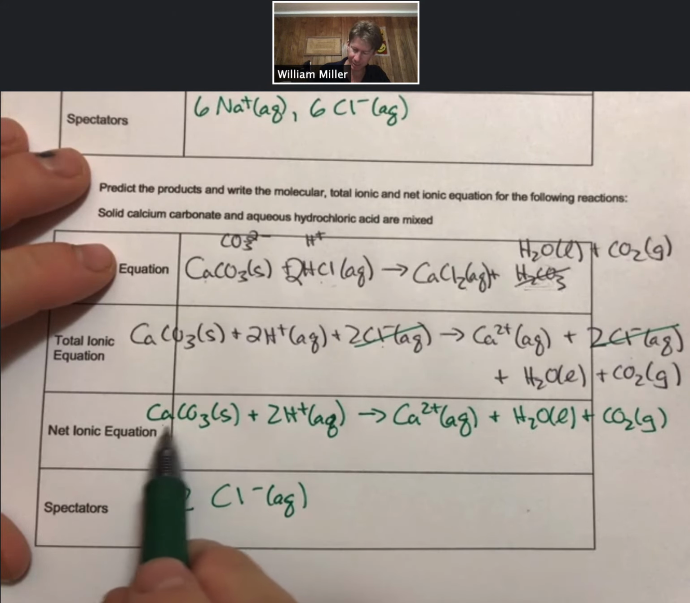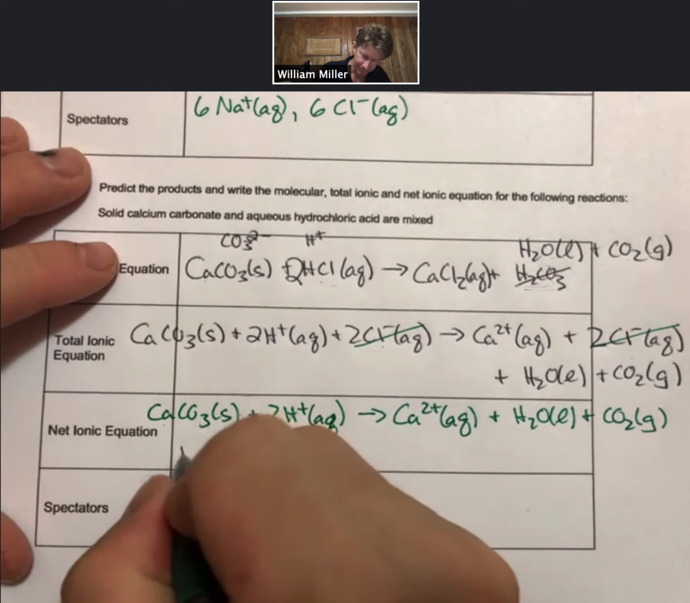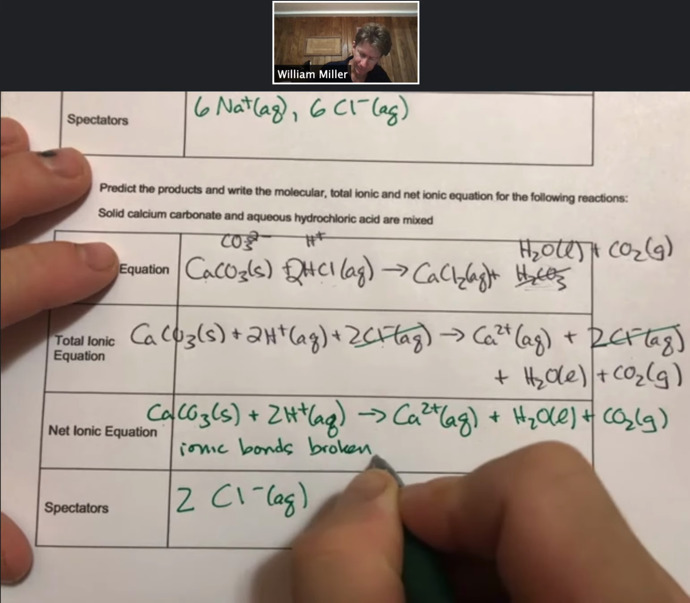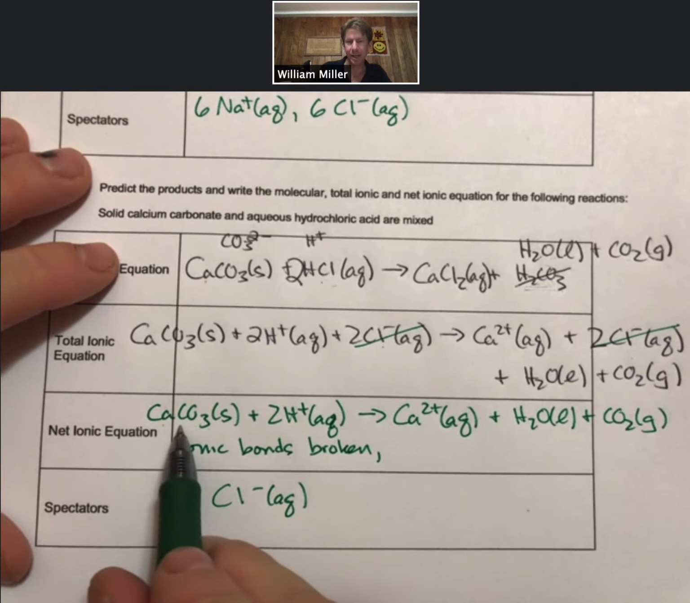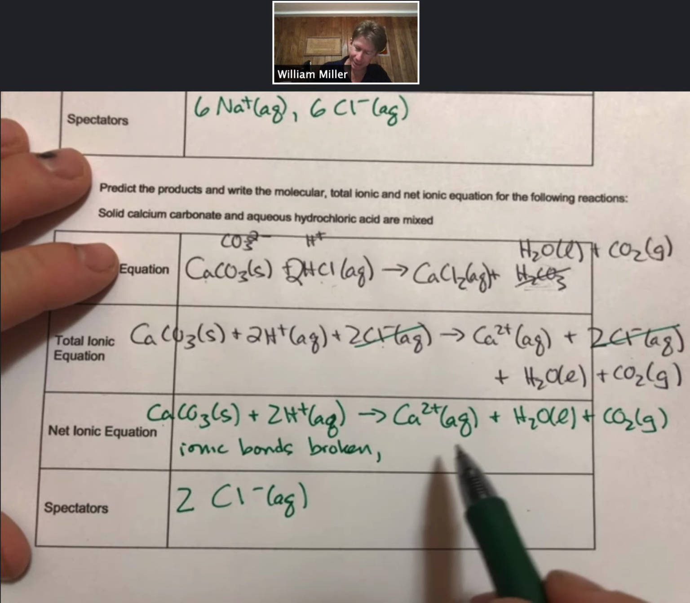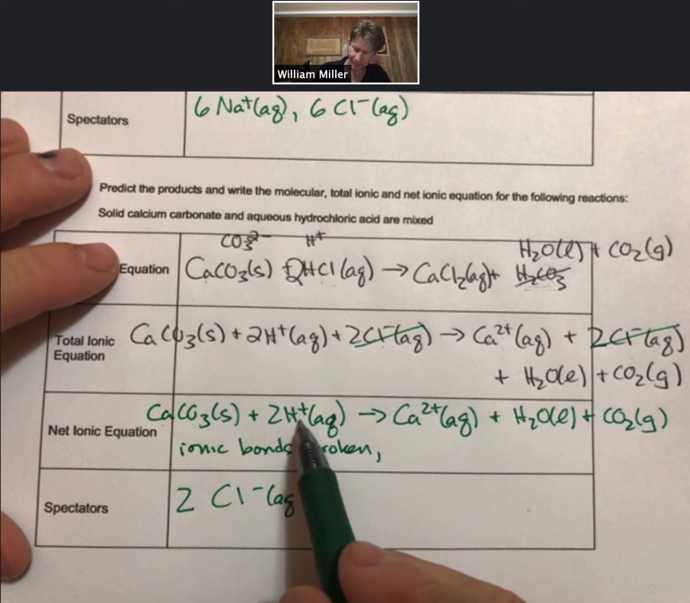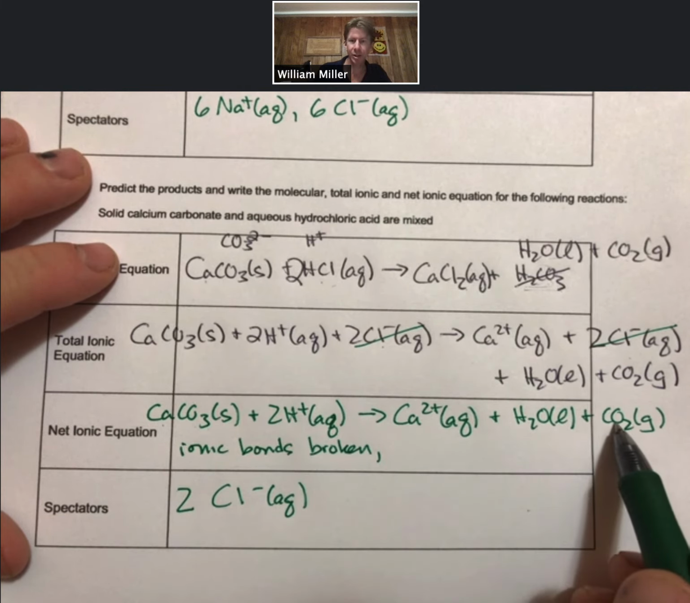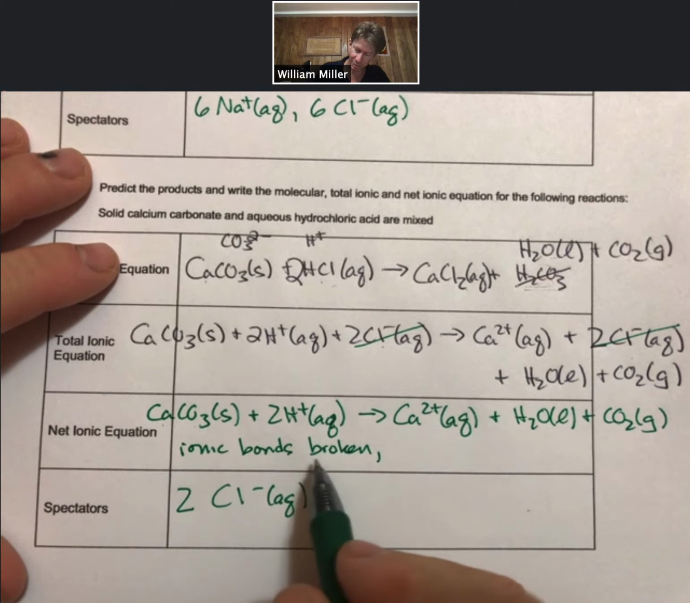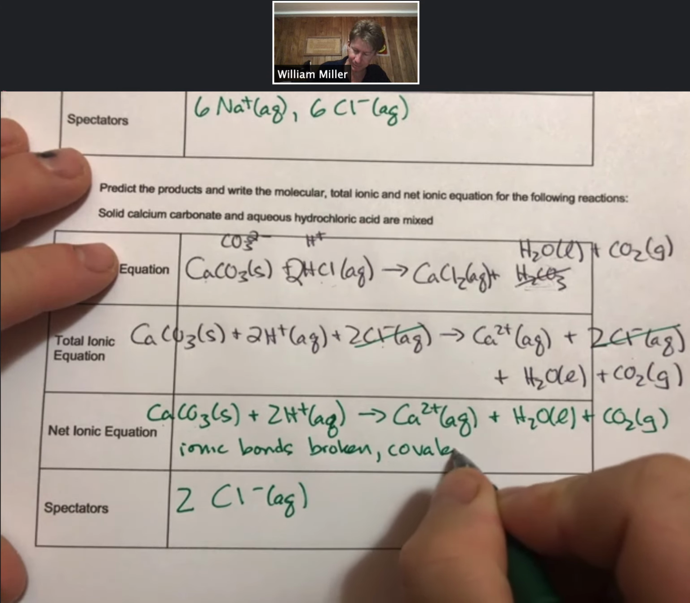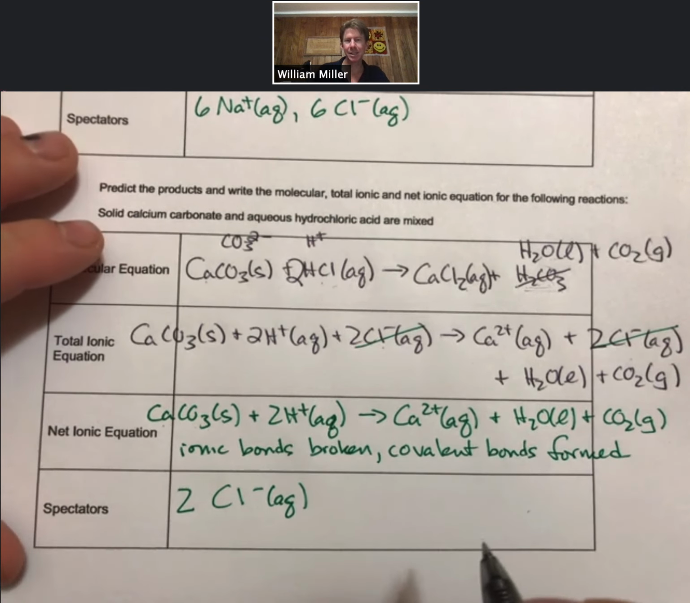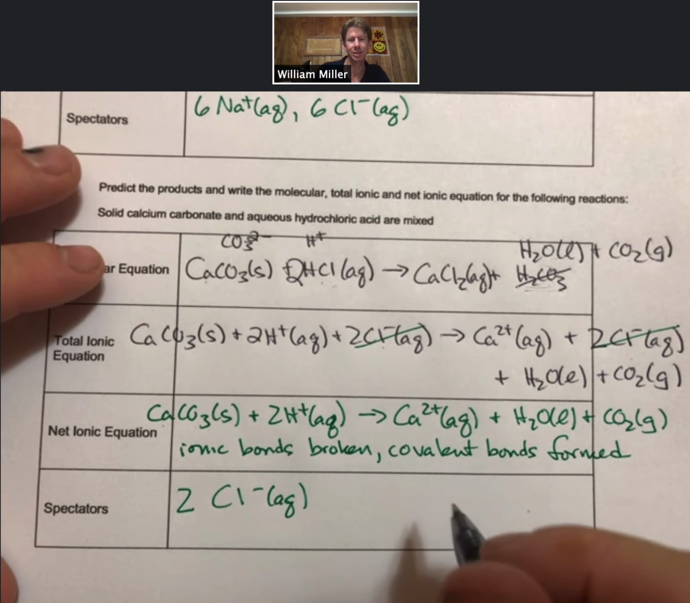It looks like ionic bonds were broken here. So ionic bonds broken. And we know that because calcium and carbonate have an ionic bond on the reactant side, but they do not on the product side. And then we have H pluses by themselves, but they're now forming covalent bonds to make molecules. So ionic bonds were broken and covalent bonds were formed. And that's why we're interested in the net ionic equation, because we can ask it questions and get answers like this.